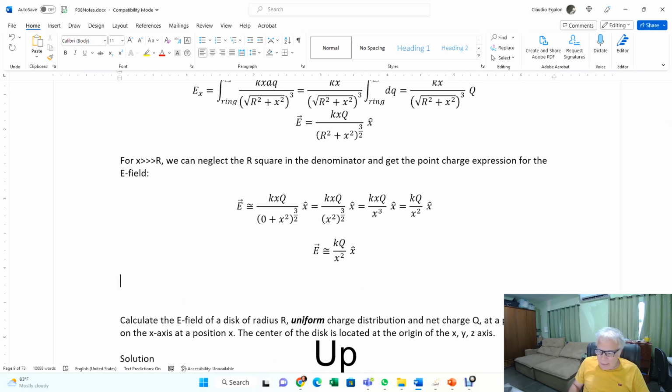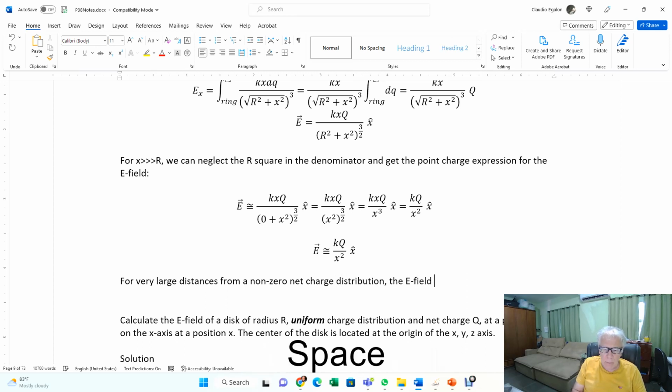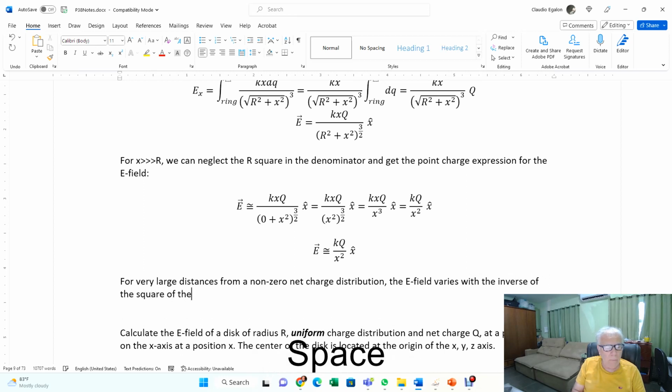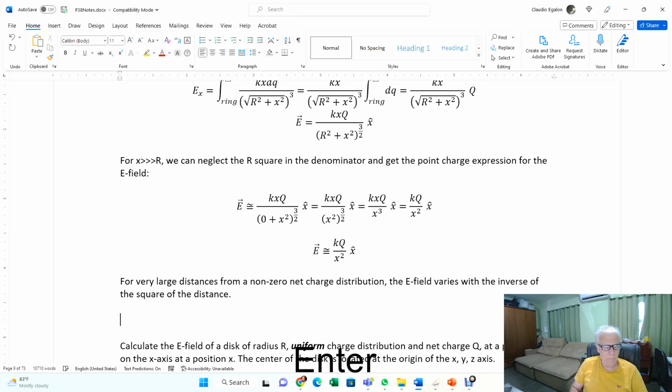Okay, so note, what's important to see here is that for very large distances from a net charge, from a non-zero net charge distribution, the E field varies with the inverse of the square of the distance. Okay.